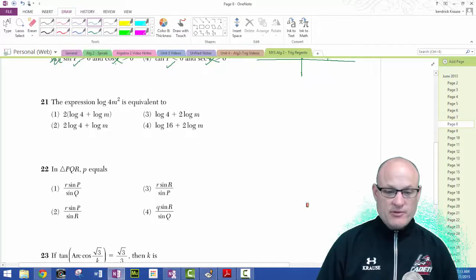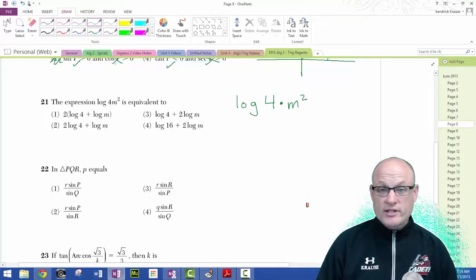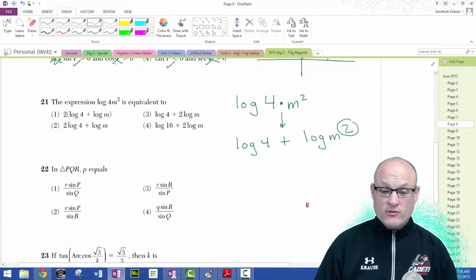Okay. Common mistakes on this one. Log. This is really 4 times m squared. The squared is only with the m. If you remember correctly, multiplication becomes addition when you're working with logarithms. So this is really log 4 plus log m squared. But if you'll also remember, squares or exponents come in front of the logarithms. So this should be log 4 plus 2 log m, choice 3.